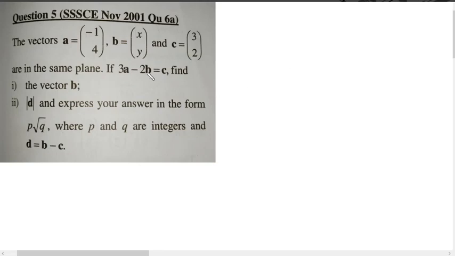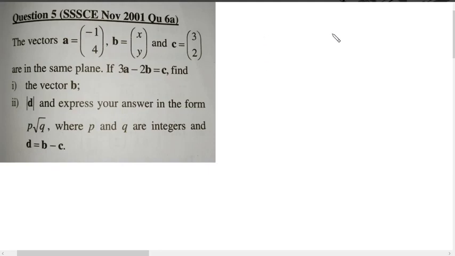The vectors A = (-1, 4), B = (x, y), and C = (3, 2) are in the same plane. If 3 times vector A minus 2 times vector B equals vector C, find I, the vector B, and find II, the magnitude of vector D, and express your answer in the form P root Q, where P and Q are integers, and vector D equals vector B minus vector C.